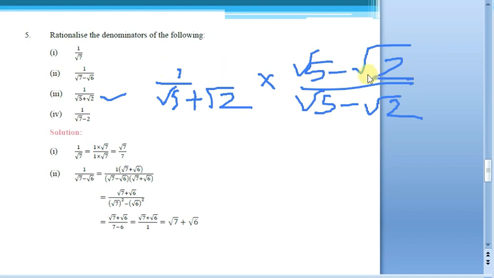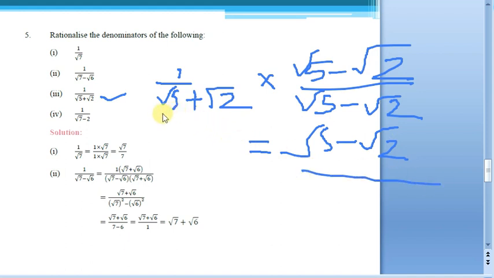Now see, 1 into root 5 minus root 2 will be root 5 minus root 2 only, and in the denominator, just observe the form always. So we will be applying algebraic identities again and again. What are the basic identities we have learned in our lower classes? The same application we are going to use here also.